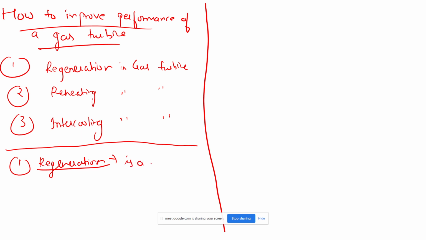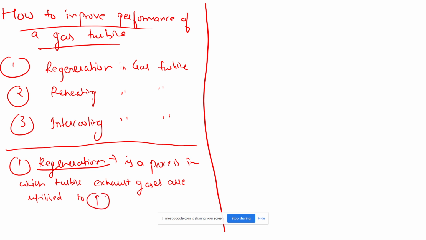Regeneration is a process in which turbine exhaust gases are utilized to increase the temperature of compressed air before entering the combustion chamber.